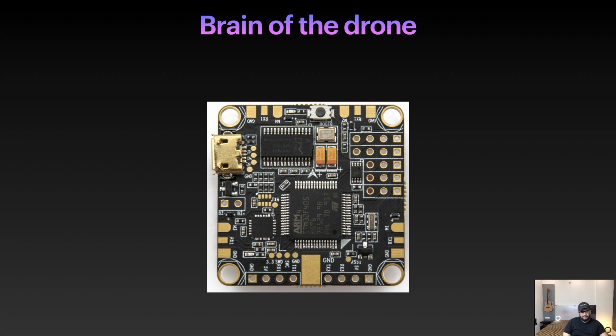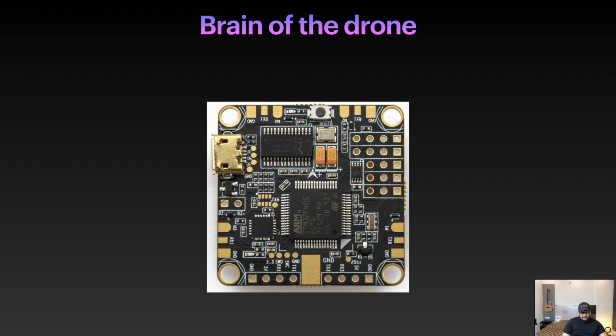For example, this one is STM32F4 based. You can also get F1 based, F3 based, or you can get an entirely different chip if you are doing more than, let's say, FPV flying. For example, if you are doing autonomous drones, then it has more powerful CPUs and more powerful sensors. So this is the main CPU, which is holding the firmware.